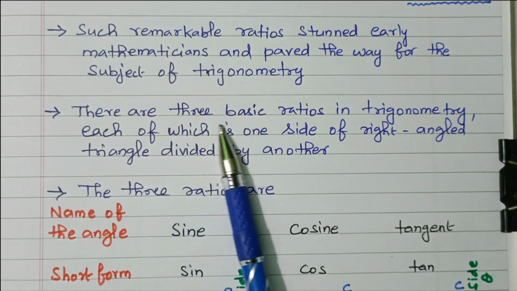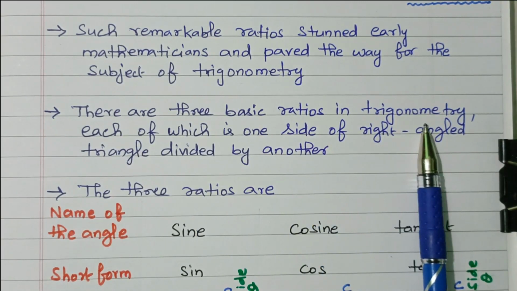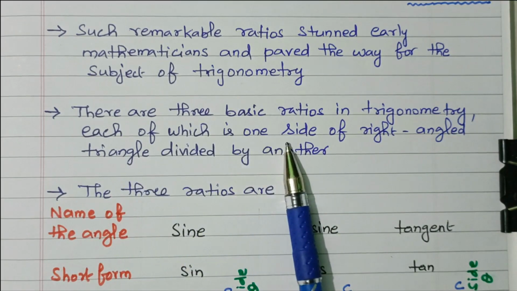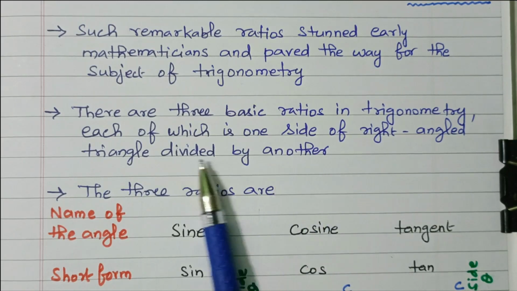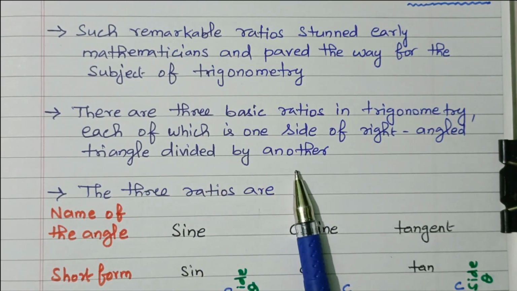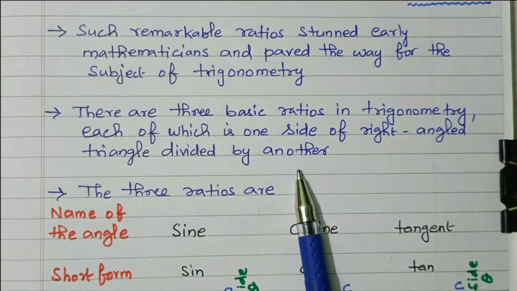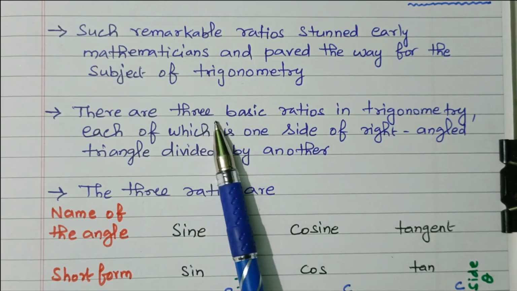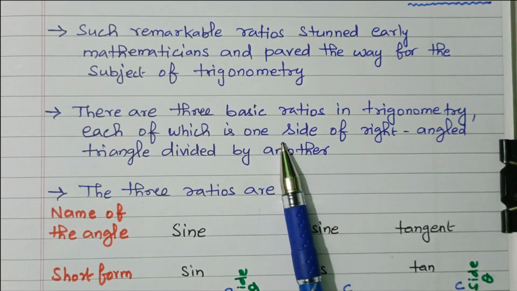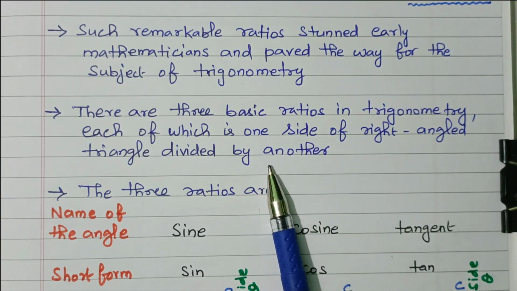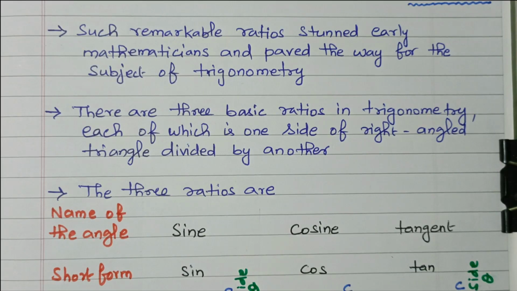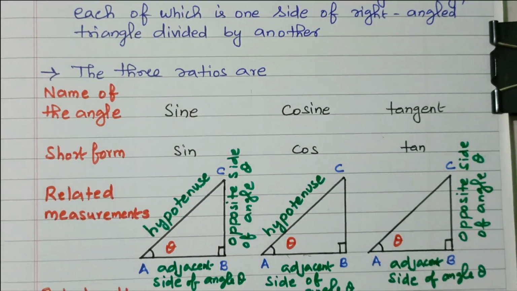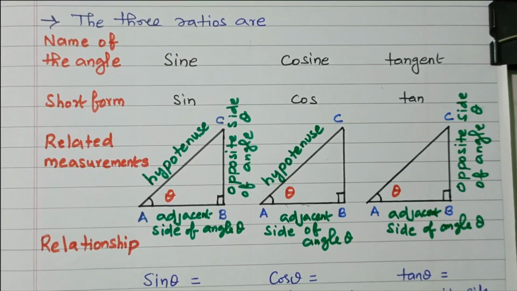There are three basic ratios in trigonometry, each of which is one side of a right angled triangle divided by another. There are three sides available: opposite side, adjacent side and hypotenuse. Based on that, three basic ratios are available, each one side of the right angle triangle by another side. Now we'll see what the three ratios are. They are very basic ratios in trigonometry.